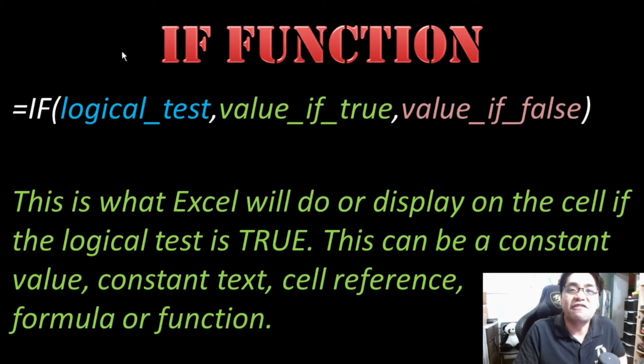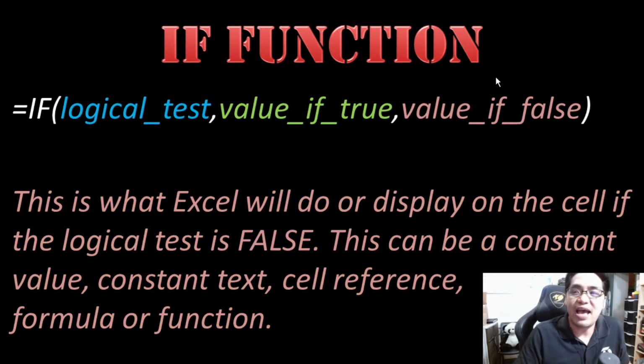Again, if the first logical test turns out to be true, the value if true can be in fact another if function. Third argument, we have the value if false. Now, the value if false is what Excel will do or display on the cell if the logical test is false. This can be a constant value, a constant text, a cell reference, a formula, or a function.